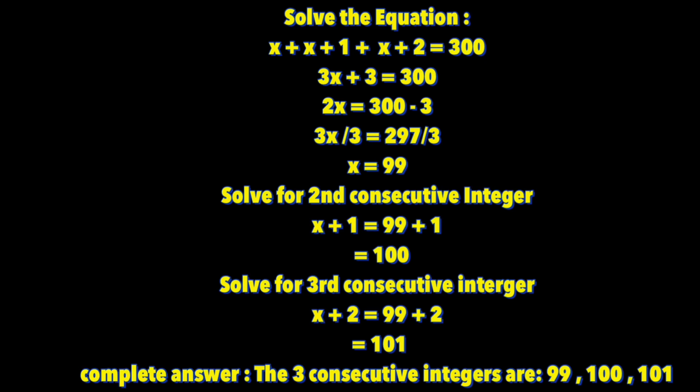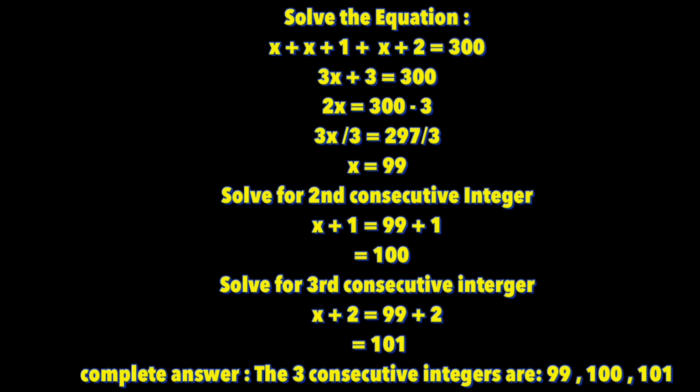Then 3x plus 3 equals 300. Then we're going to transpose positive 3 to the right side of the equation, becomes negative 3. Then we're going to simplify. 300 minus 3 equals 297. Just copy 3x. And since we're solving for x, we're going to divide both sides of the equation by 3. So 3x divided by 3 equals x, and 297 divided by 3 equals 99.